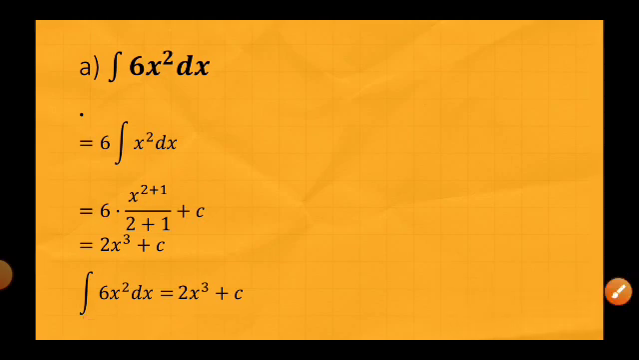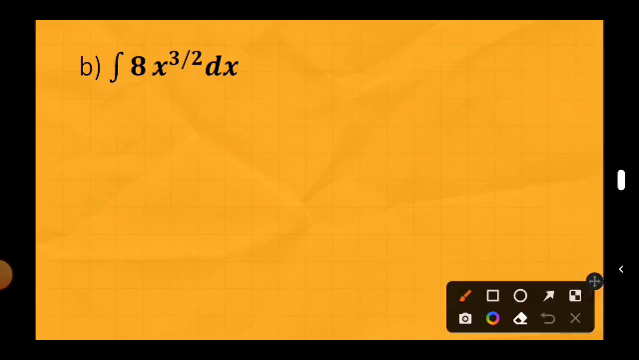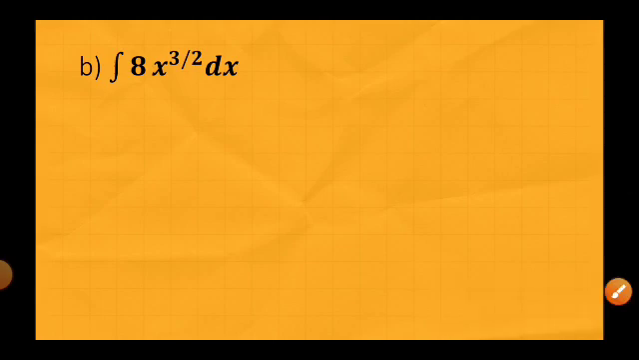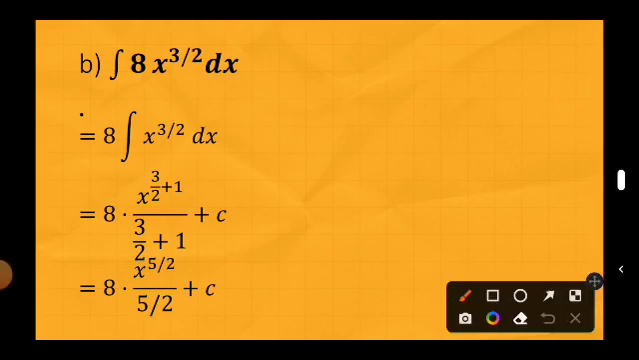For our second example, we have the indefinite integral of 8x raised to 3 halves dx. We can get its indefinite integral by applying the constant multiple rule. We see that our constant here is the 8, so we can separate this first outside of our integral operator. So we put 8 here, and then our function x raised to 3 halves dx.